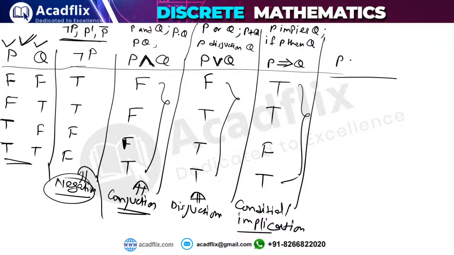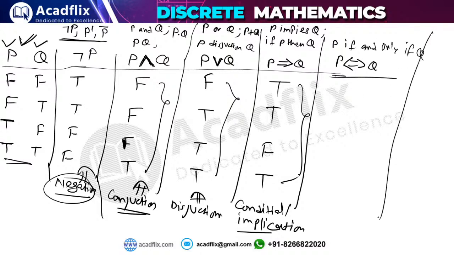Next operation that we will see is the biconditional operation. What will be the behavior of this? This means P if and only if Q. How do we read it? We read it like this: P if and only if Q. This is known as the biconditional operation. What is the truth table of it?